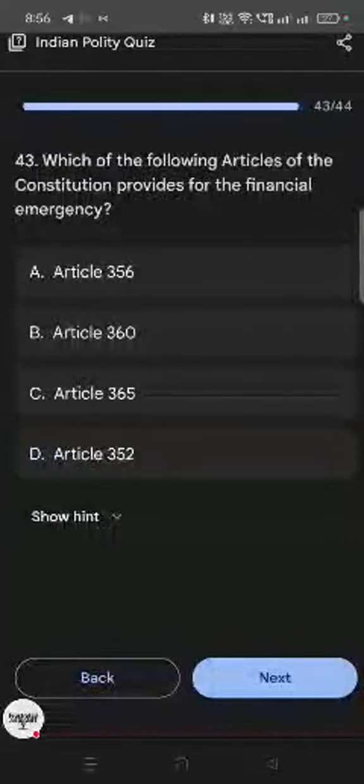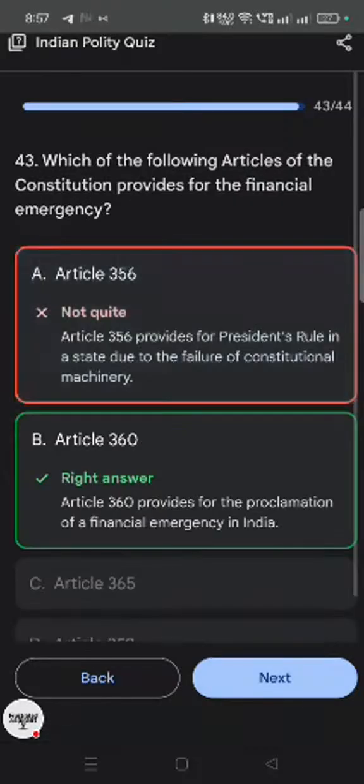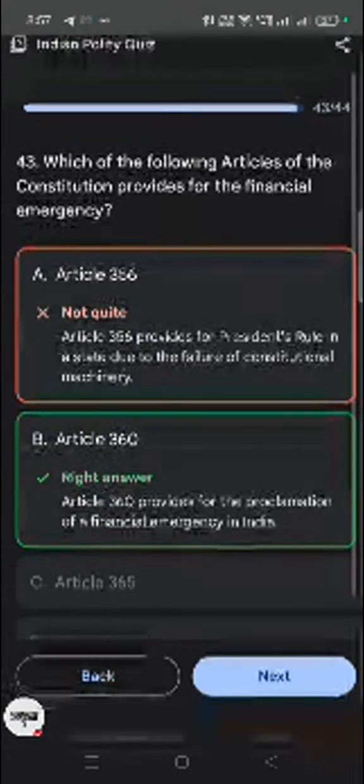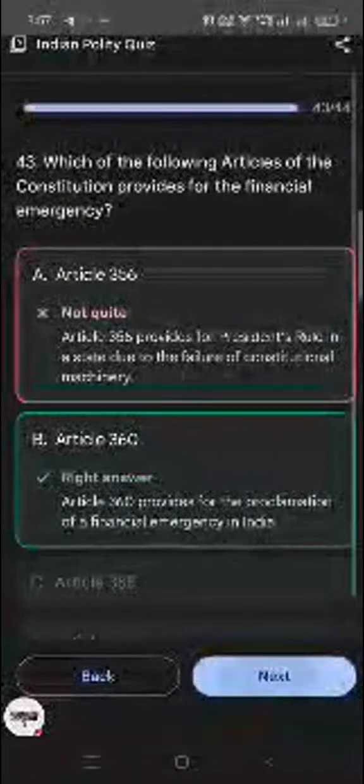Which article of the Constitution provides for financial emergency? Article 360 provides for the proclamation of financial emergency in India. Article 356 provides for President's rule, and Article 360 provides for financial emergency.